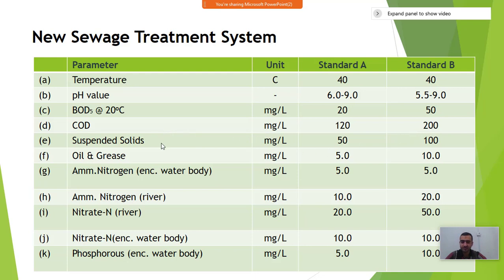Same goes for the suspended solids, oil and grease, ammonium nitrogen. Ammonium nitrogen, if it's going to be discharged in the river, is different from any other water body, like closed lakes. Nitrates, same goes for the phosphorus. All these parameters have a value for standard A and a value for standard B, right?